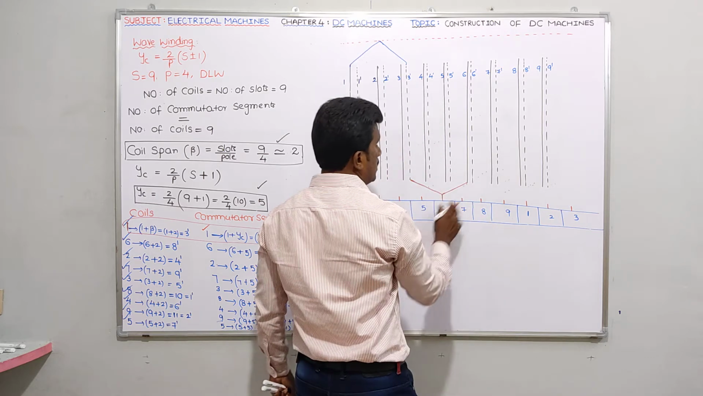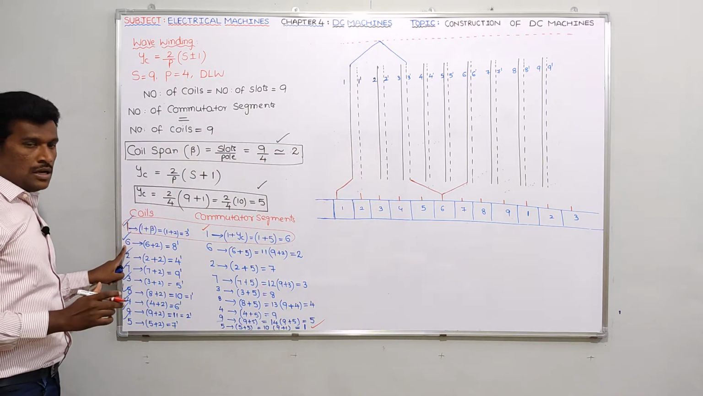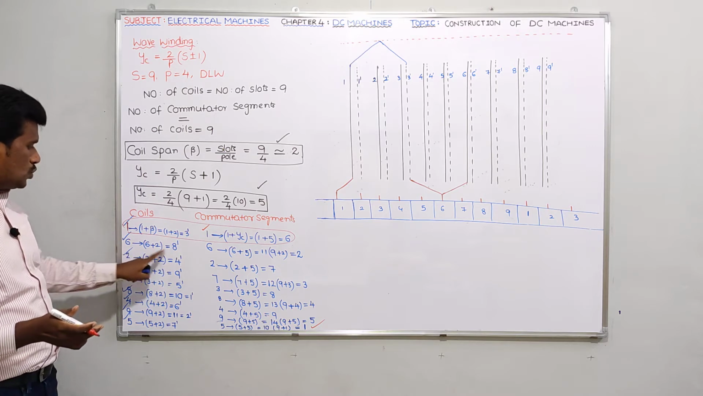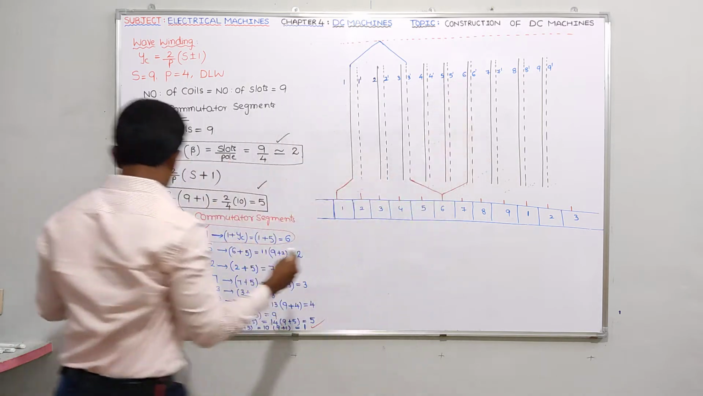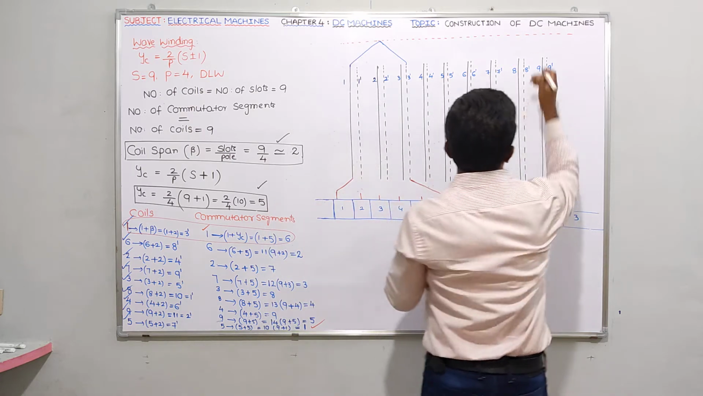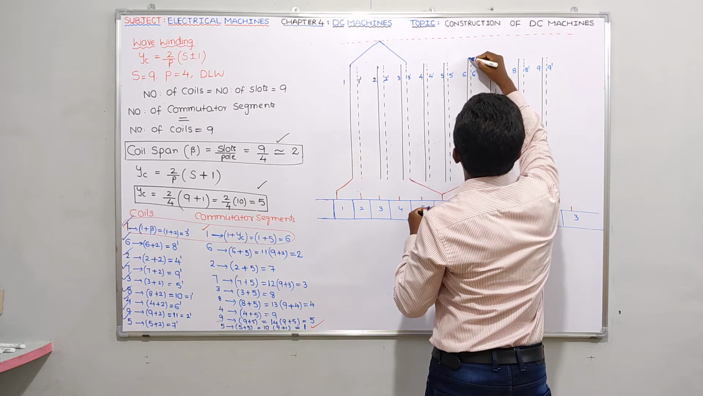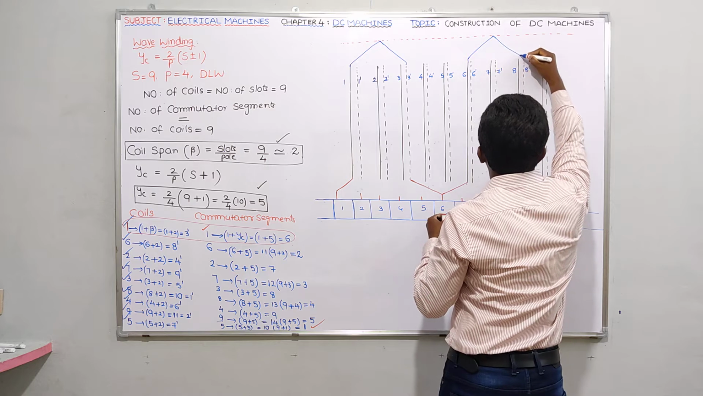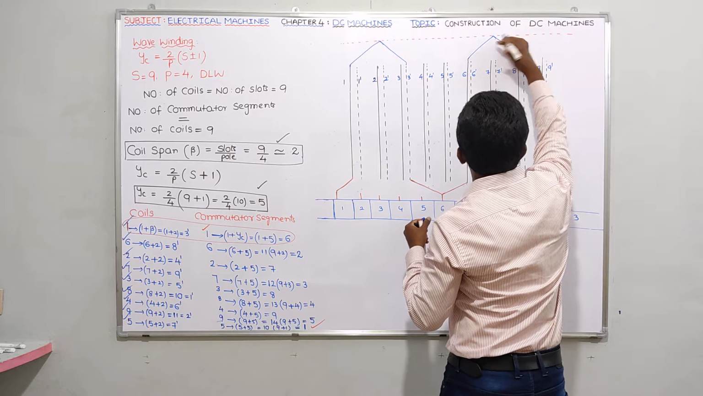To this 6th segment, the 6th conductor is connected. And what is the other conductor of this 6 8 dash coil? 6 plus 2 is 8 dash. I had taken this 6, and 6 8 dash is the coil. So from 6 we should go to 8 dash. 6 to 8 dash. 6 8 dash is the coil.